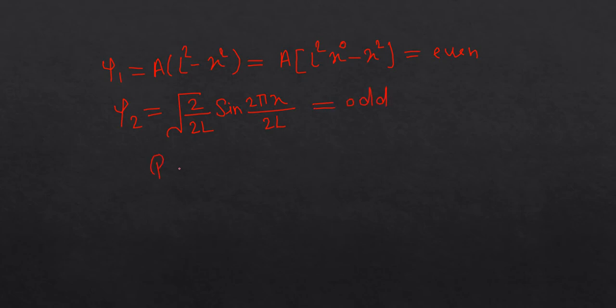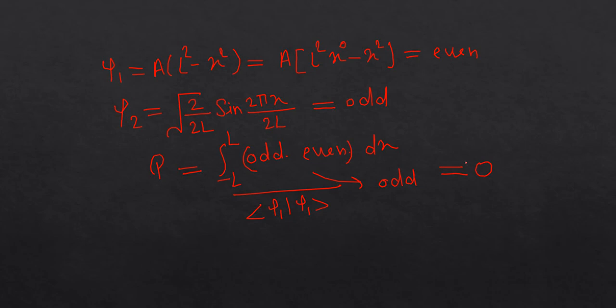Now put the value. Probability will be equal to integration from minus L to L of psi 2, an odd function, into psi 1, an even function, into dx, divided by the normalization of psi 1 and psi 2. Now this is odd into even. So odd into even will become odd. And you know that if this is the case, then your integration will be 0. So the probability will be 0. I hope this question will be clear to you.